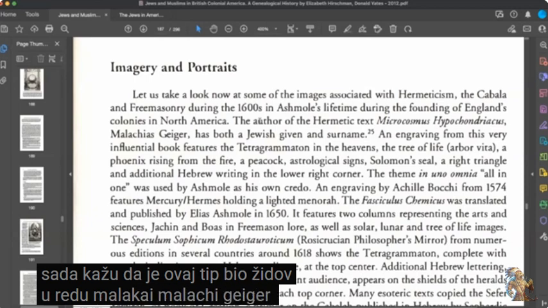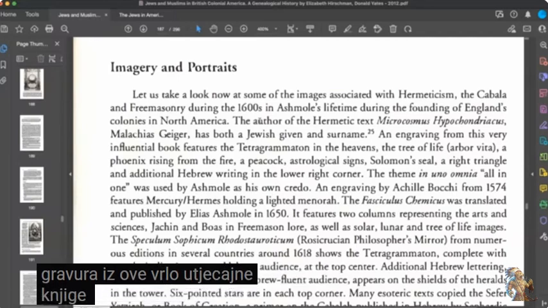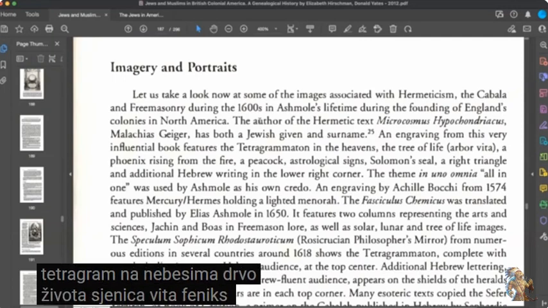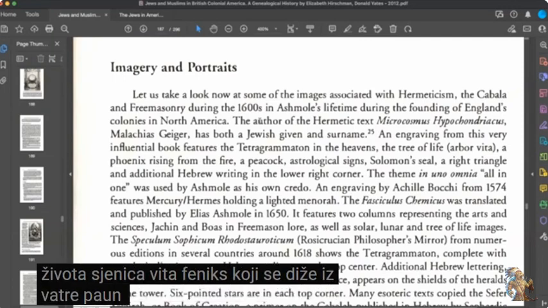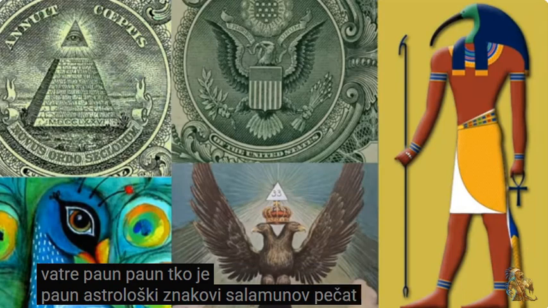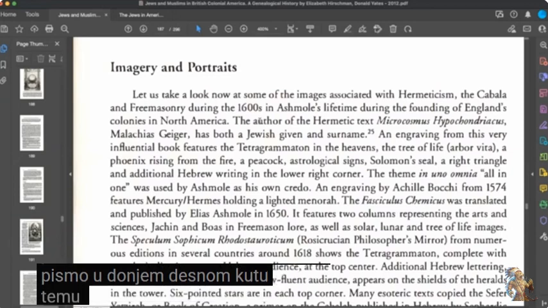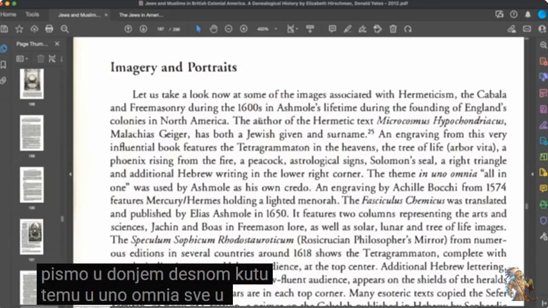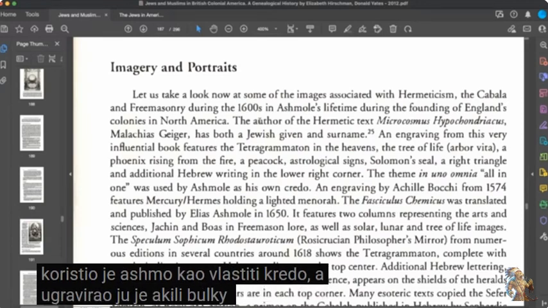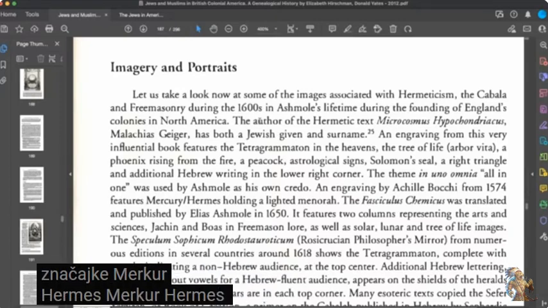Malachi, Geiger, Malachi. An engraving from this very influential book features the tetragrammaton in the heavens, the tree of life, Arbor Vitae, a phoenix rising from the fire, a peacock. Who's the peacock? Astrological signs, Solomon's seal, a right triangle, and additional Hebrew writing in the lower right corner. The theme In Uno Omnia, all in one, was used by Ashmole as his own credo, and an engraving by Achille Bocchi from 1574 features Mercury, Hermes stuff, Mercury.